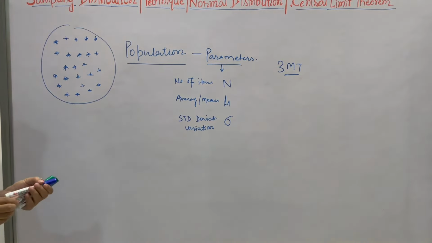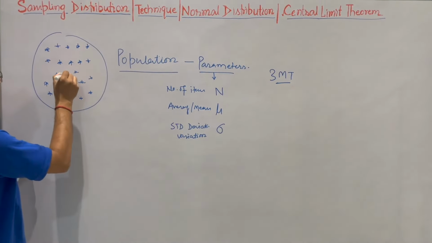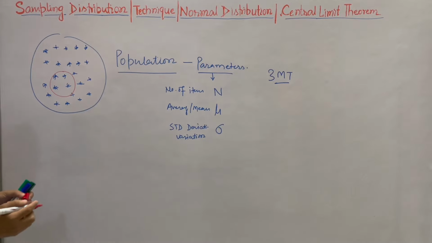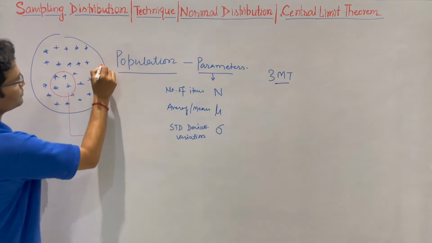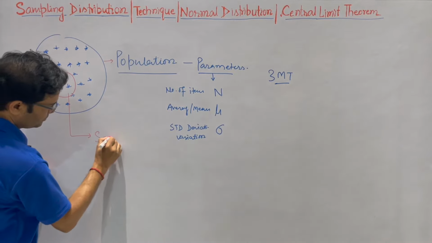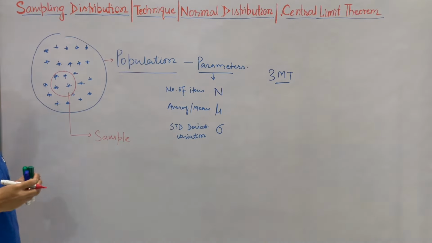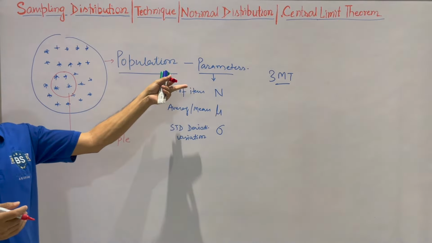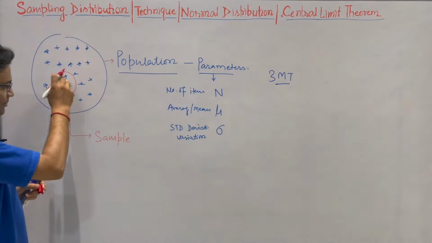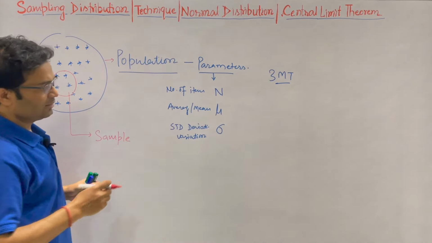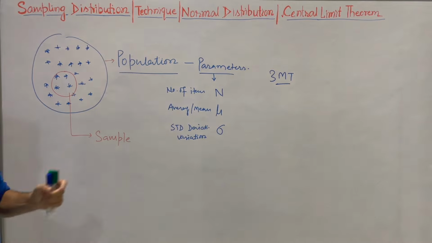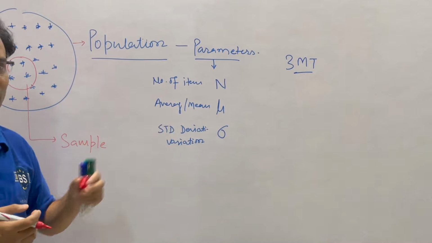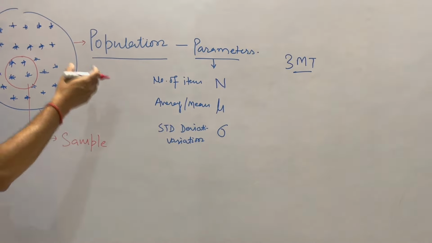So what we do is take a few data points out of this. This data could be random or selected by some means, and this is called the sample. This sample would be representative of the population. So if you take a sample and find the mean or the standard deviation, it could be near the population's mean or standard deviation, because it is not possible to research the whole data.